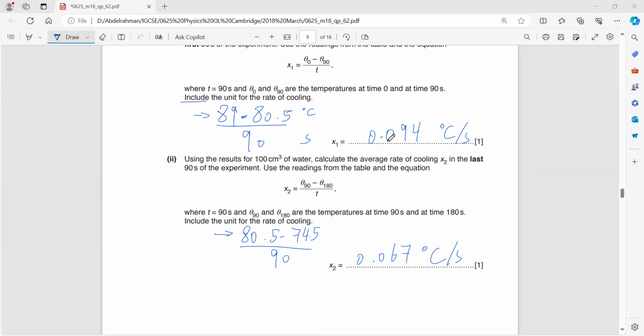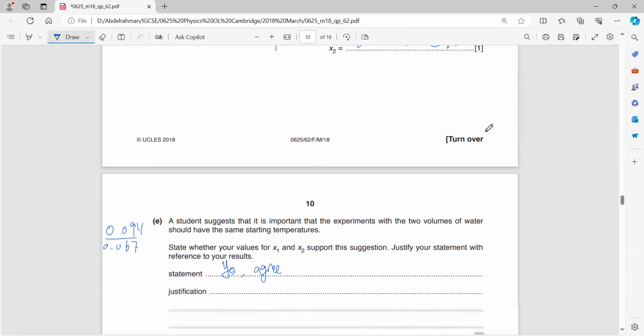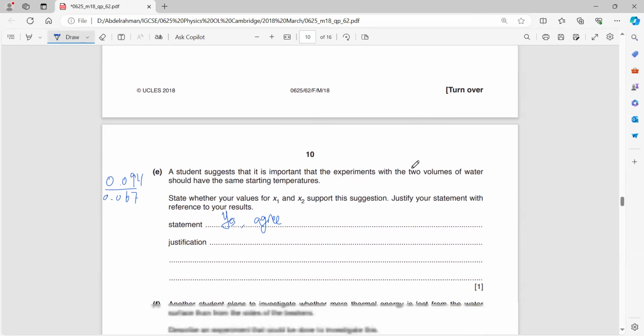Again, someone saying, are they within the limits of experimental error? Well, you can calculate the limits. It's 0.094 divided by 0.067. You can just divide it now. It would give you a difference of at least 40%. That's a huge difference. It is a 1.4 something. So this is definitely not within the limits of experimental accuracy. That's why I'm saying, you have to just calculate it. They don't have the same starting temperatures, so they do not support it.